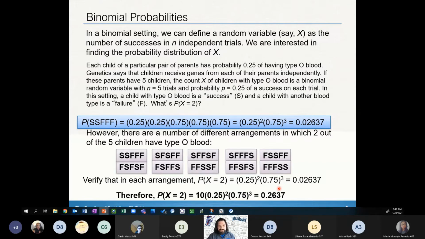So that means that the probability of x equaling 2, having exactly 2 kids with type O blood, is 10 times the probability of one of these scenarios occurring, which is 0.2637, about 26%.